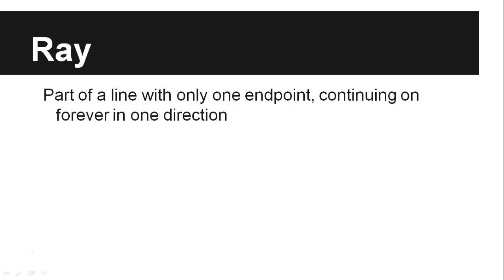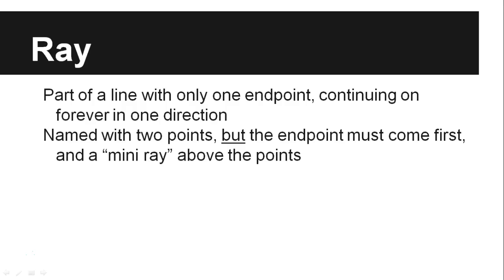With a ray, you're going to have one endpoint, but the other side is going to continue on forever in one direction. It's named with two points, but the key to this is that the endpoint has to come first. If we don't put the endpoint first, we're not reading the ray properly. So if I were to draw a picture of this, I've got a ray here with one endpoint. We'll call that P, and we'll call this R. So I have to name it ray PR. I can't name it anything else. And I'm going to draw my mini ray over the top.